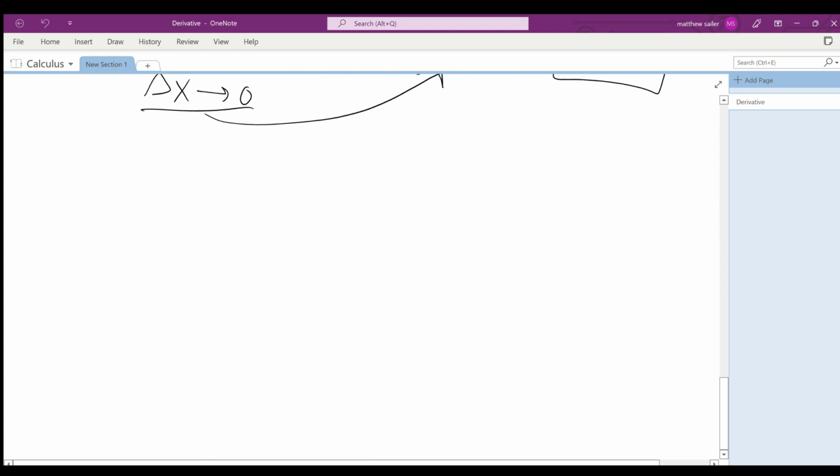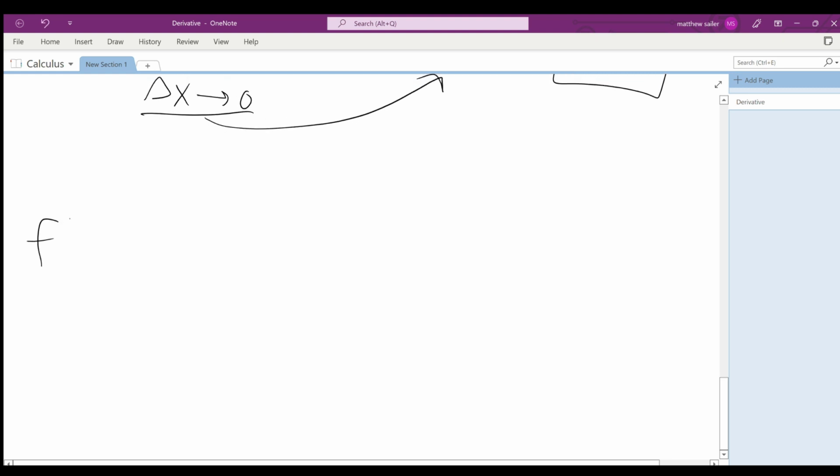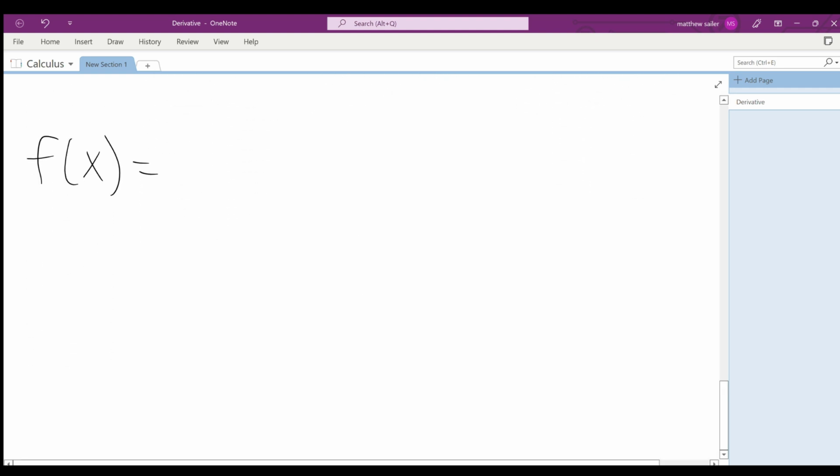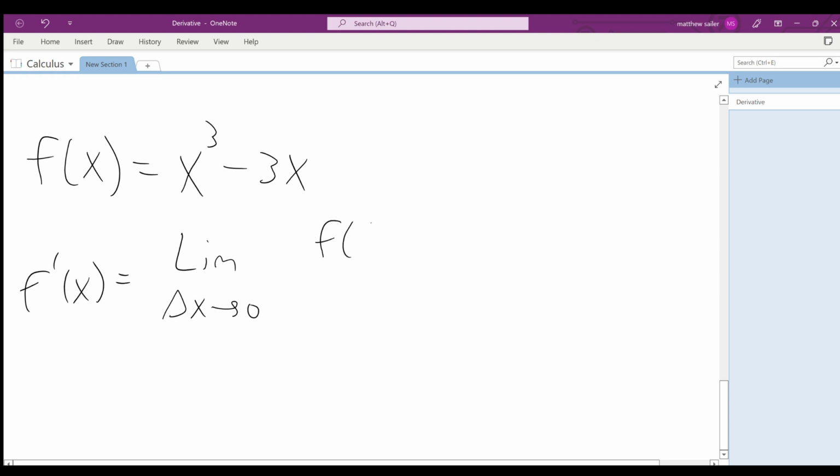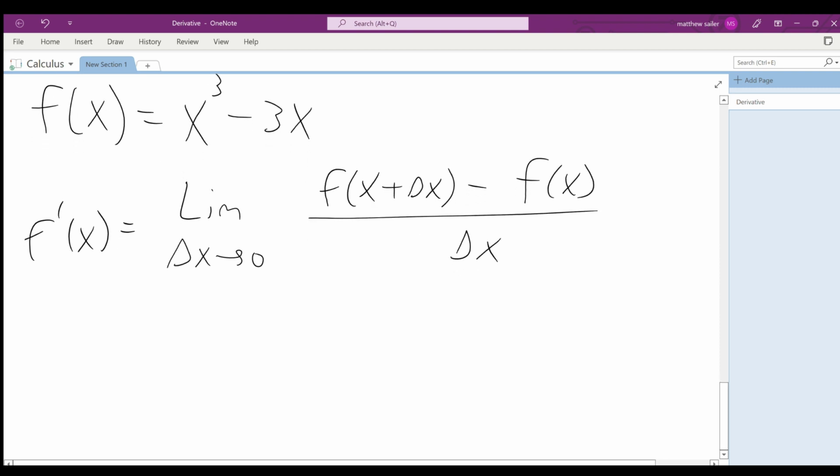Alright, let's try one more. Let's try to solve f of x equals x cubed minus 3x. And let's remember our definition: the limit as delta x approaches 0. This is f prime of x equals f of x plus delta x minus f of x over delta x.